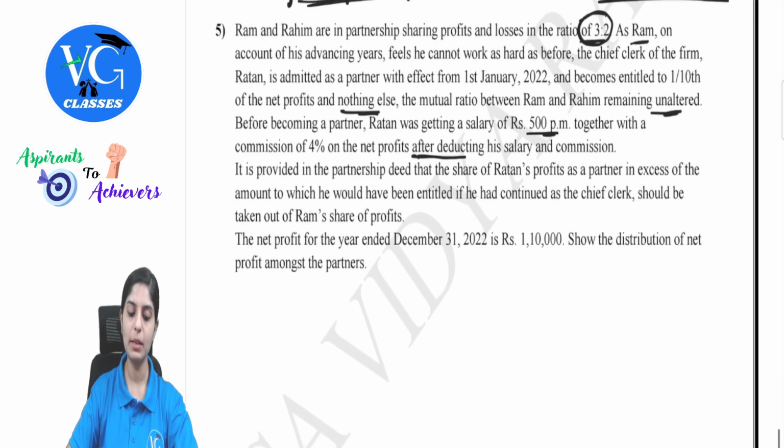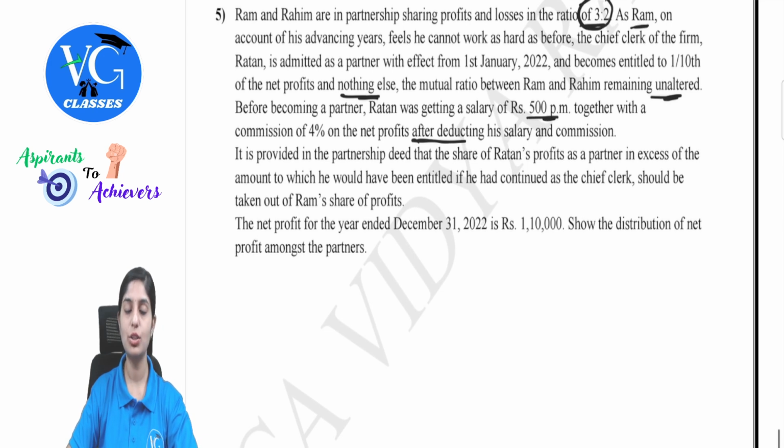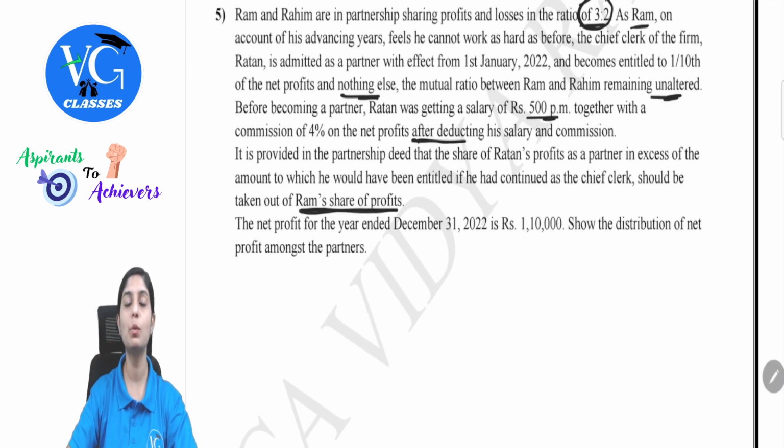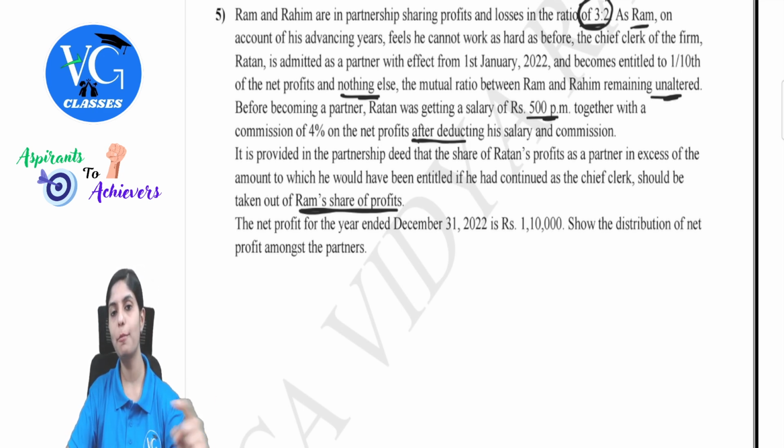It is provided in the partnership deed that the share of Ratan's profits as a partner in excess of the amount to which he would have been entitled if he had continued as the chief clerk should be taken out of Ram's share of profit. Understand the wordings carefully. So here they are basically indicating about the guarantee of profit. That is, we need to first compare what is the share of profit available to Ratan from the details given.